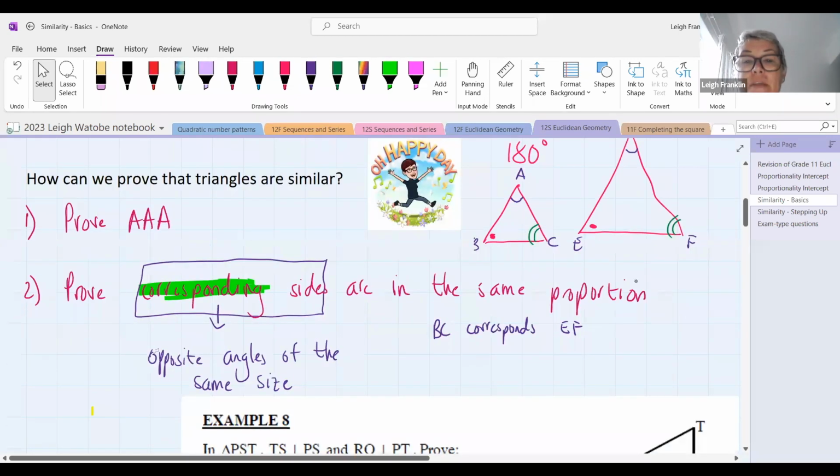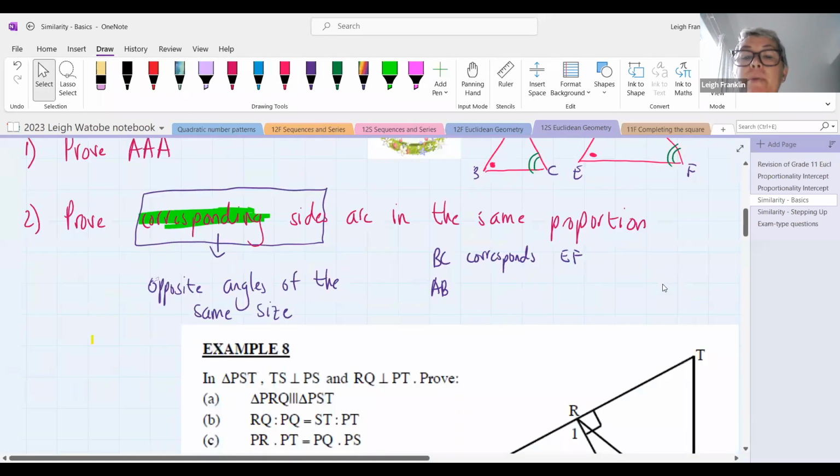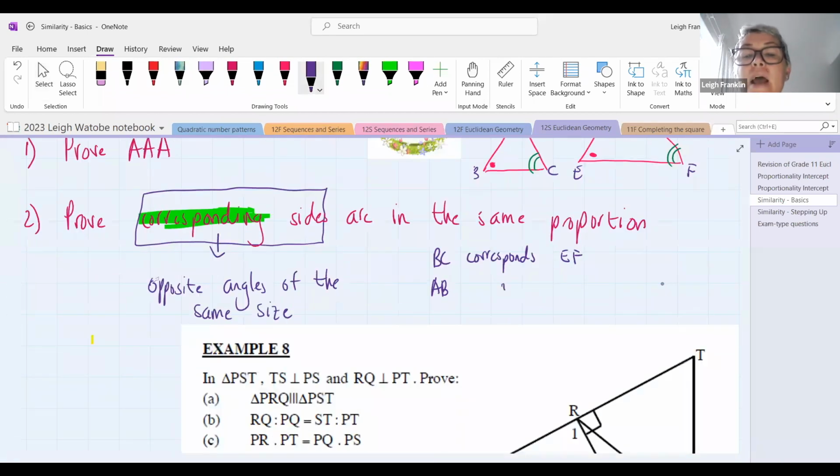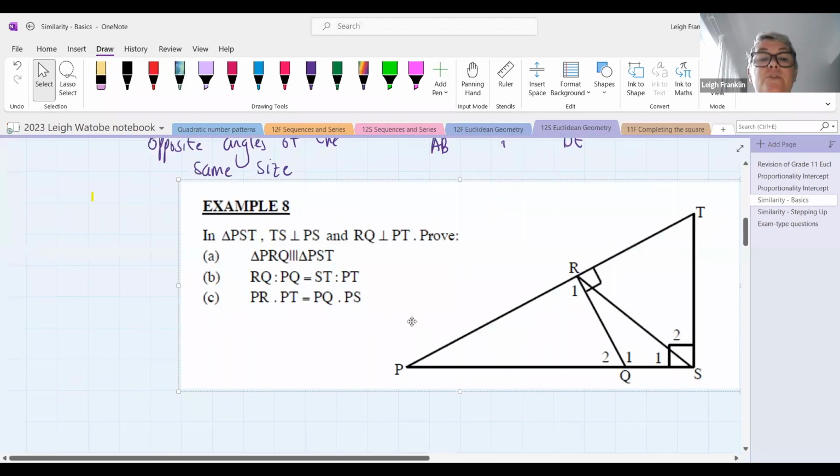Or I could say that side AB corresponds with side DE because they are both opposite angles that are the same size, in other words, angle C and angle F. So that's what we mean by the words corresponding sides. Okay, let's jump in and do an example and put all of this into practice.